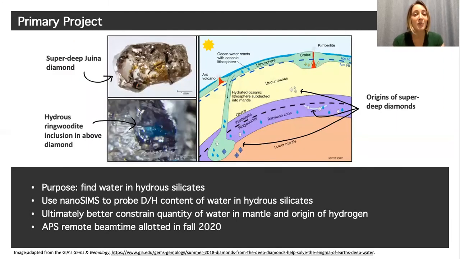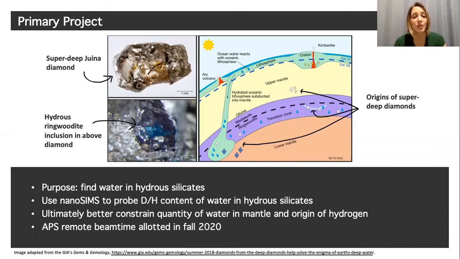This project ultimately is about water in the deep earth. When super deep diamonds form at hundreds to maybe more than 1,000 kilometers below Earth's surface, they often trap bits of surrounding mantle in them, and that's what these mineral inclusions are. If I'm lucky enough to find hydrous silicates, like this hydrous ringwoodite, within these mineral inclusions, then I can study the water in the deep earth.